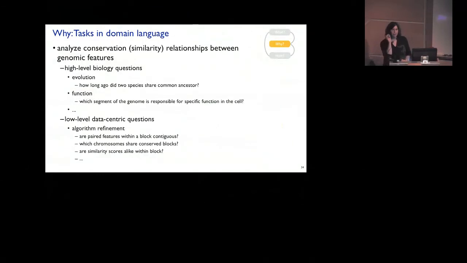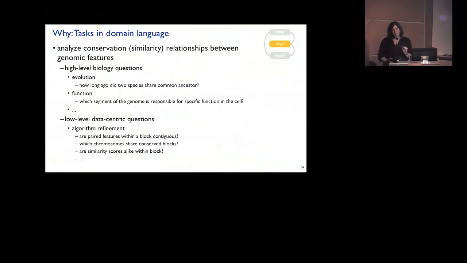So let's talk about this in biology speak. In domain language, what would people say? They would say, well, we're analyzing the conservation relationship, meaning similarity, for those of us who are not biologists, between genomic features. As we started talking to them about their tasks, there were really two levels of tasks. There's the reason they built the system in the first place, to answer some biological questions at the high level, like how long ago was there a common ancestor shared between each two species, or which segment of the genome might be responsible for function. But they also had all these much lower level questions that came down to, is the data correct? And they had to make sure that those were adequately answered before they could start doing biology.